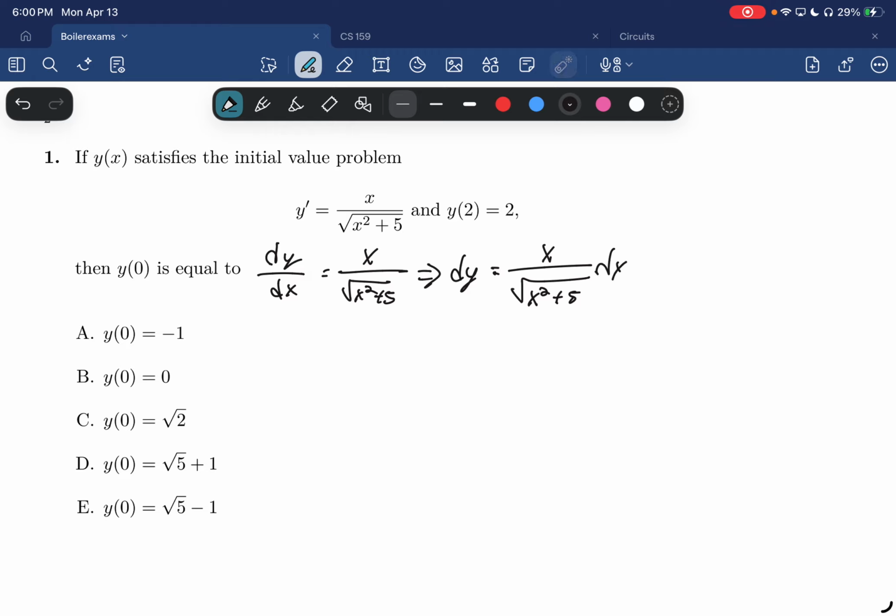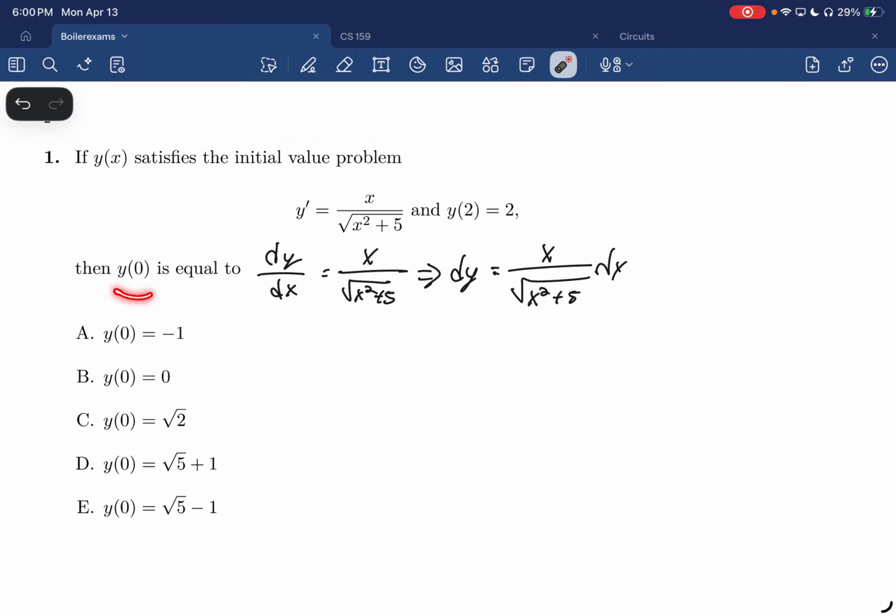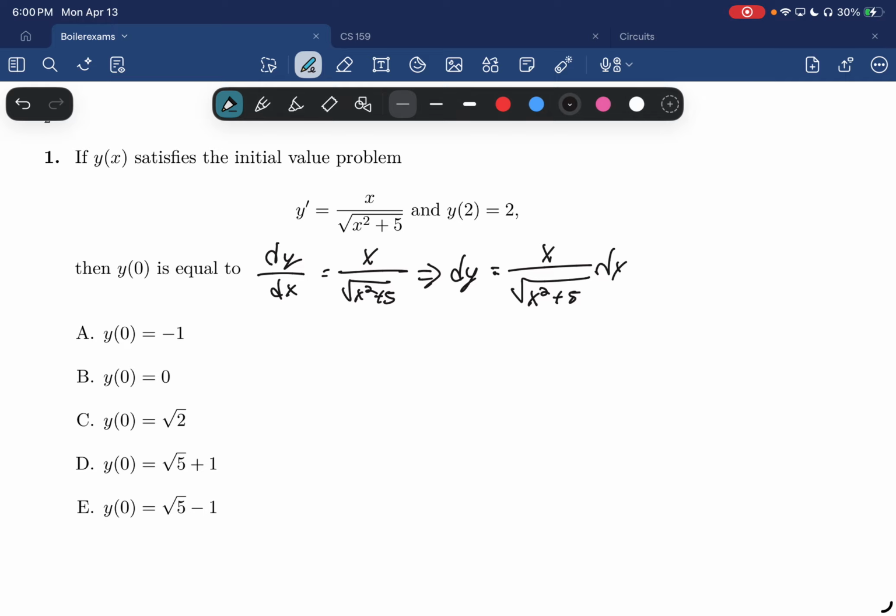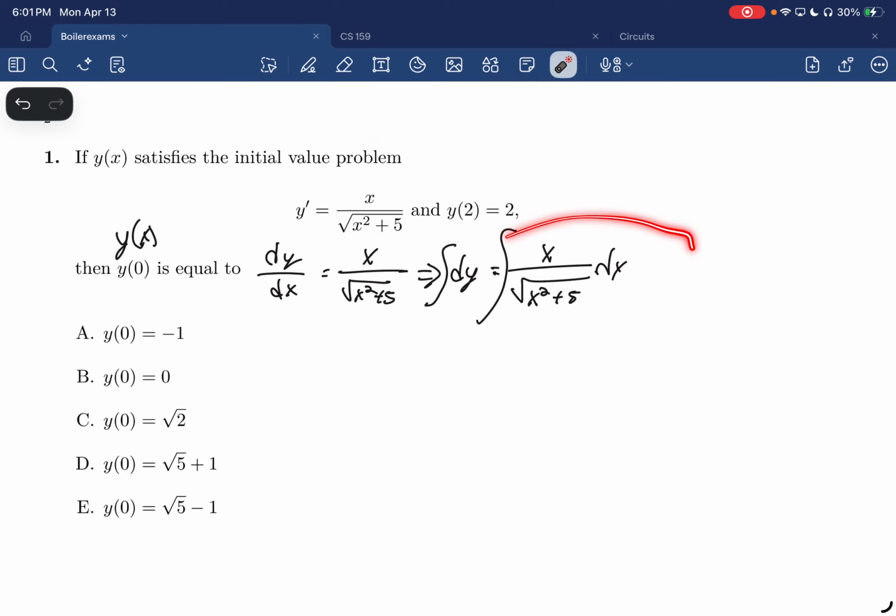Okay, what we're looking for is y of 0, right? The y of 0 is just a value that is plugged into y of x. So what we're really looking for here is y of x. And the way to find y of x is to integrate this dy value, right? Because the integral of dy is just y. But if we want to integrate on this side, we should integrate on the other side as well. Okay, this looks really tricky to integrate. Honestly, I wouldn't even know where to start if it wasn't for u substitution.